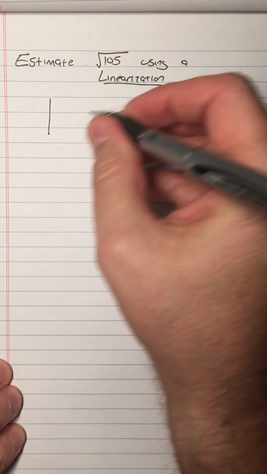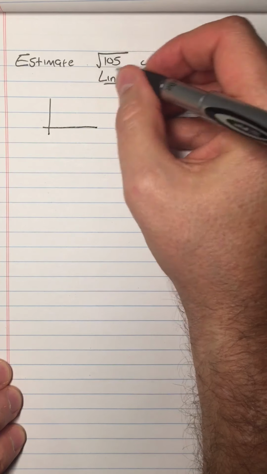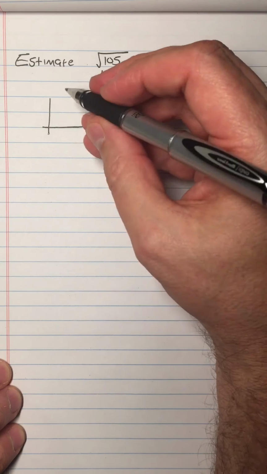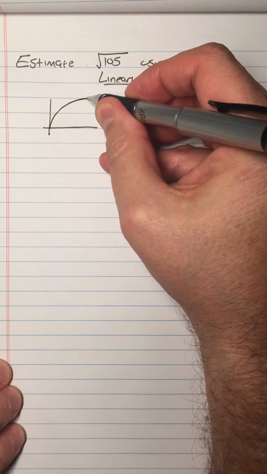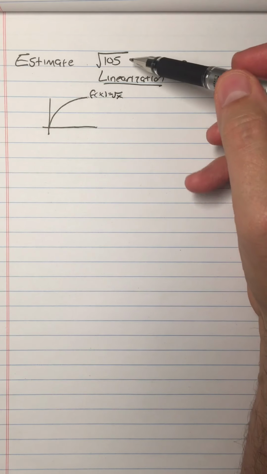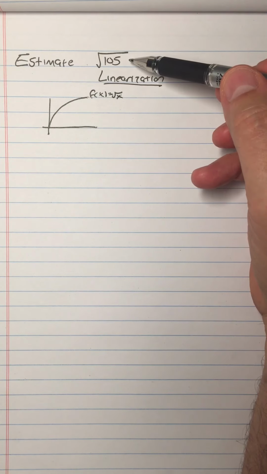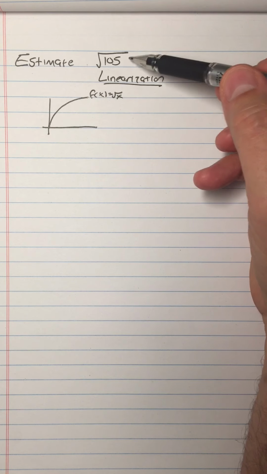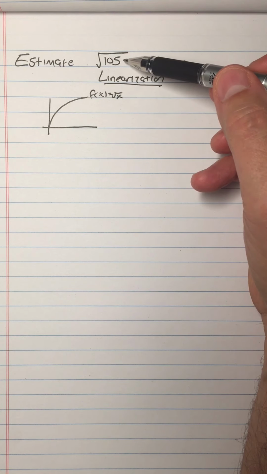Think of a graph. If I think of a graph of the function that I'm talking about here, I want a functional value of 105. So think about the function f of x equals square root x. When we estimated it, we used the fact that we knew what a certain square root nearby was. We know what the square root of 100 is. We just don't know what the square root of 105 is.